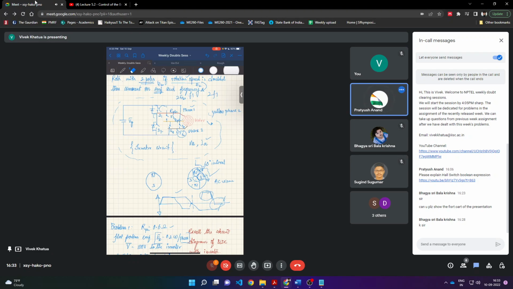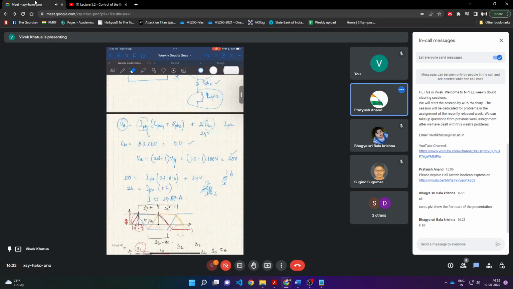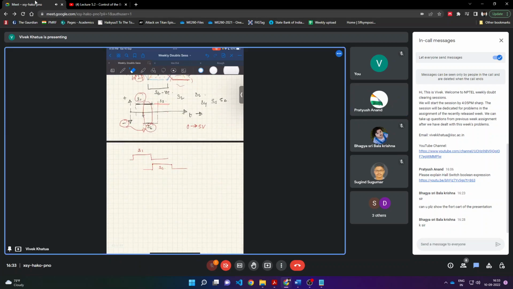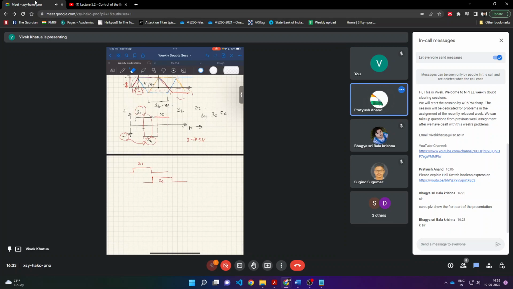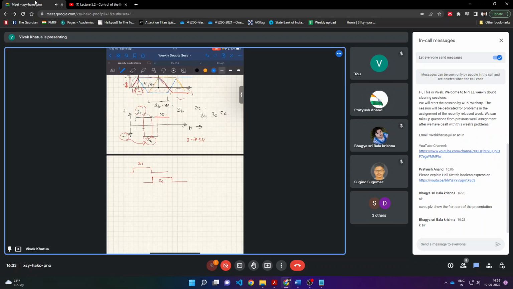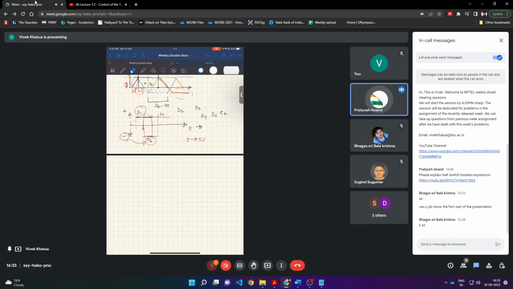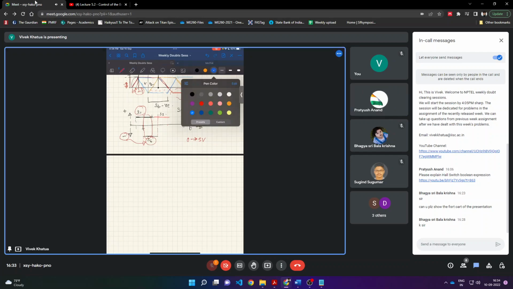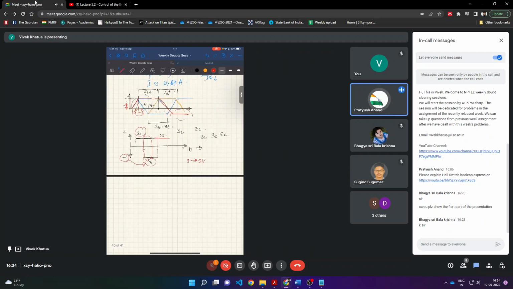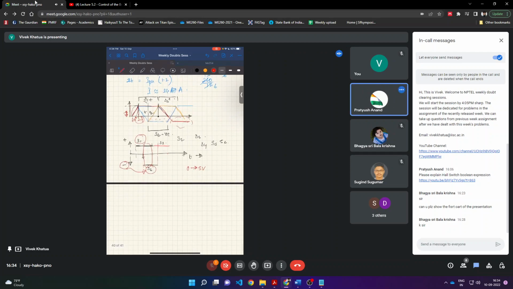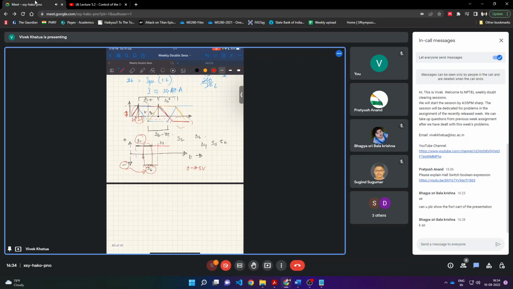Just continue. Okay, in the first 60 degrees here there is some mixing of color. I can't see it. Even I can't. Let me erase it and put it again.